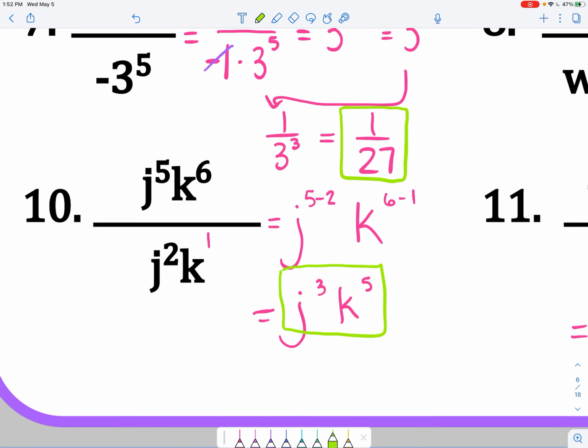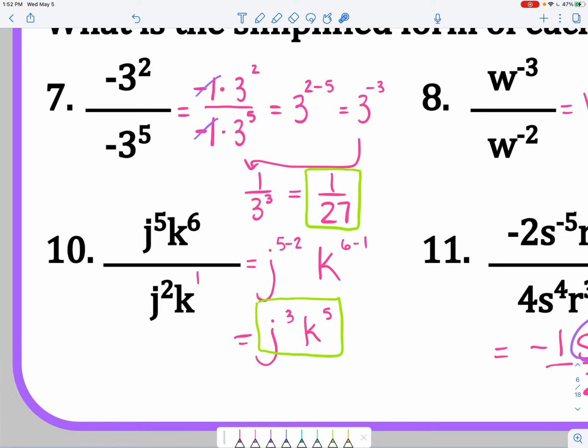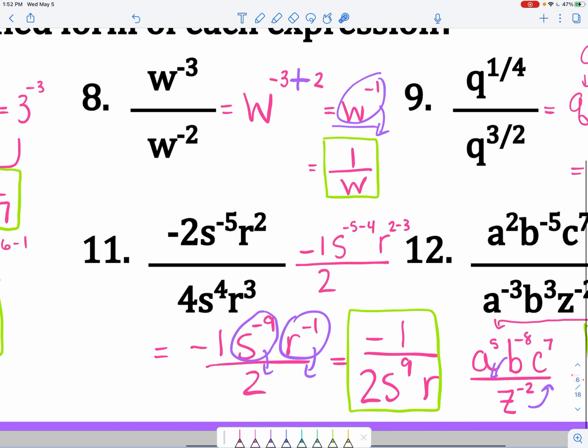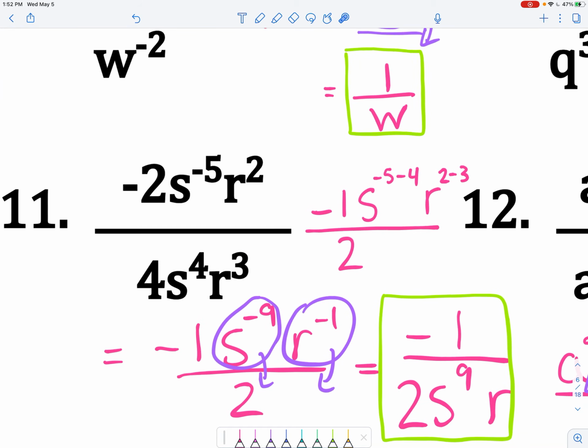All right, zooming into number 10 so I can show you where the work starts. Here's my first step right here. I took my power of j, subtracted the exponents, did the same for k, and this is what I got as my final answer. Remember, you've got that invisible 1 on the k. It's not 6 minus 0, it's 6 minus 1. Number 11, I think, was also another tricky one.